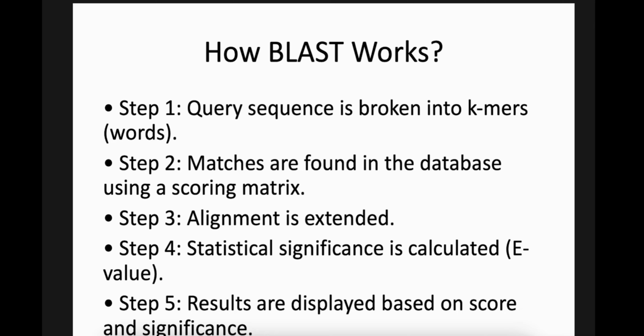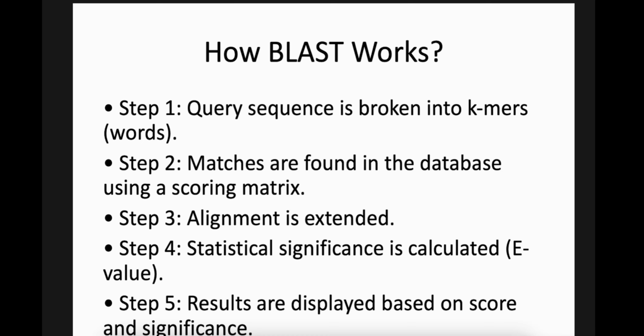Further, it extends the alignment by linking the matching regions, and then it calculates the statistical significance using E-value to determine the reliability of the match. Post this, the results are displayed based on alignment score and significance. This process ensures that BLAST provides a rapid and efficient sequence comparison.